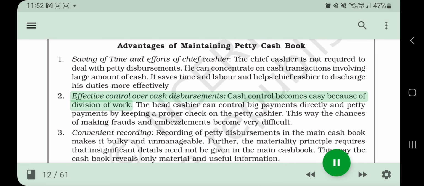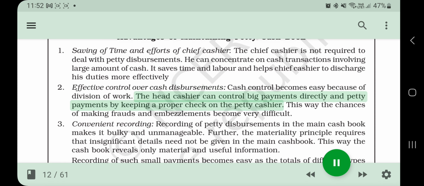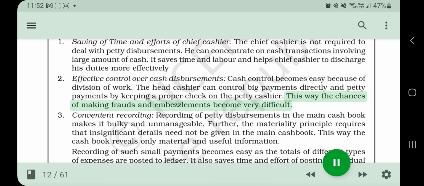2. Effective control over cash disbursements. Cash control becomes easy because of division of work. The head cashier can control big payments directly and petty payments by keeping a proper check on the petty cashier. This way the chances of making frauds and embezzlements become very difficult.